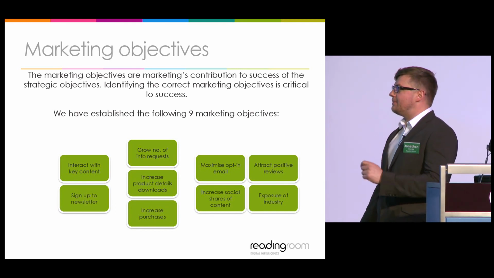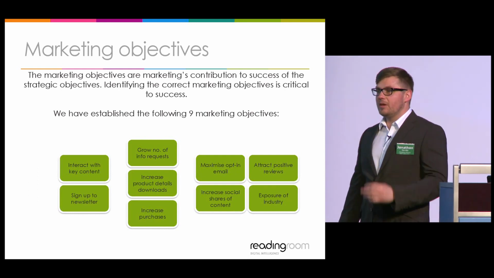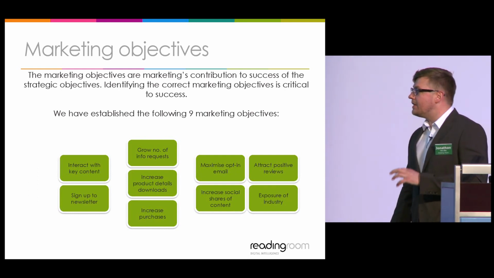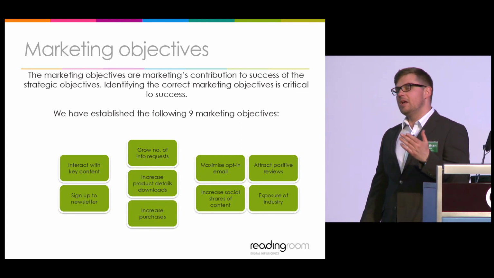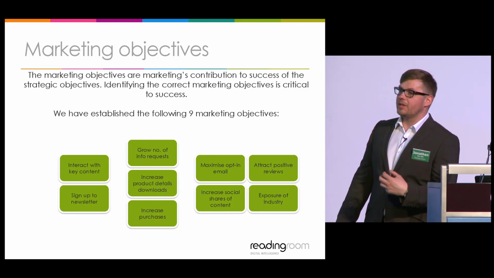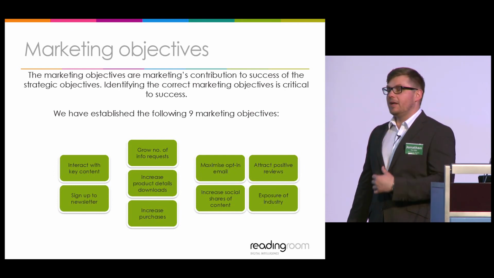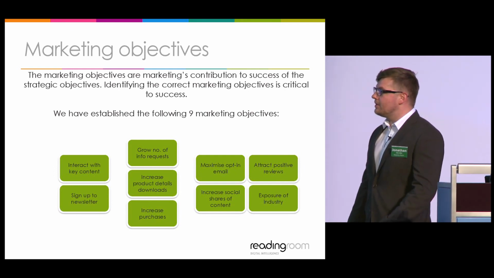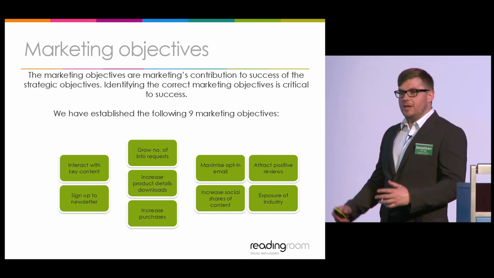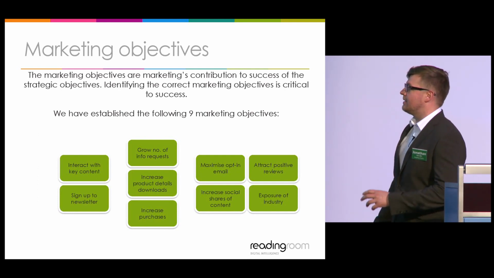We want people to sign up to our newsletters. We need to grow the number of information requests. We need to increase the product detail downloads. So that means people are interacting. People are not just coming and going. People are coming, they want to know more about the product. They're downloading information. They're interacting with our website. We want to increase purchases, so don't just buy one product. Let's cross-sell, let's optimize.